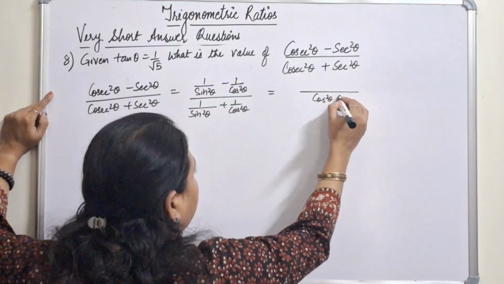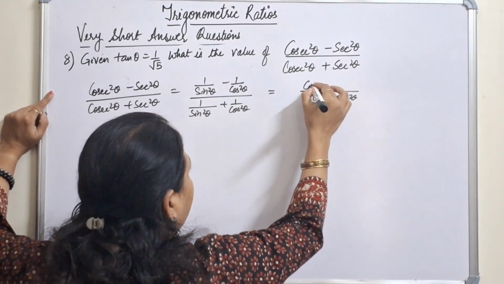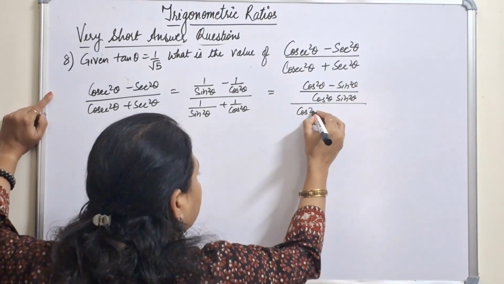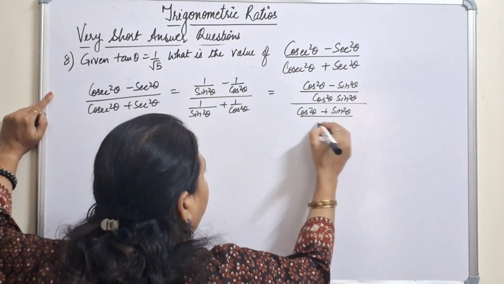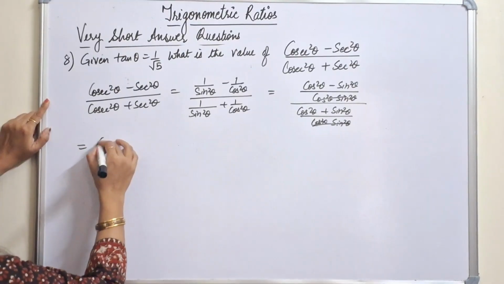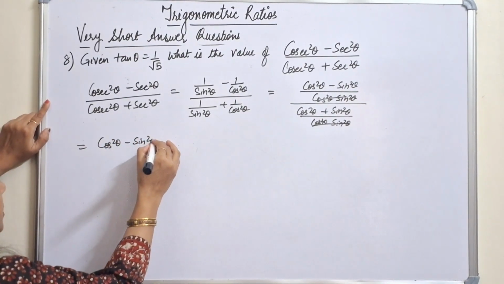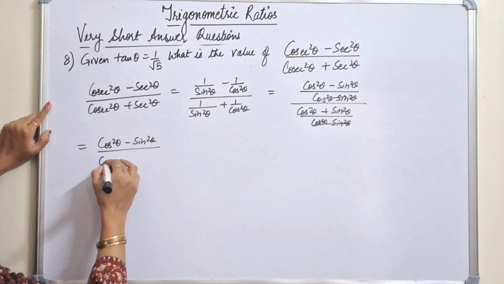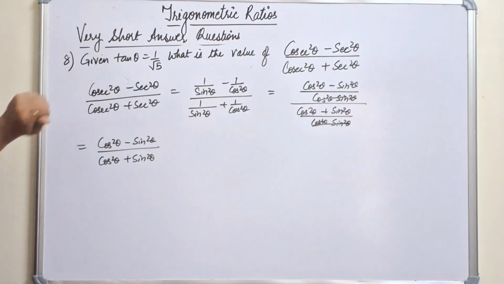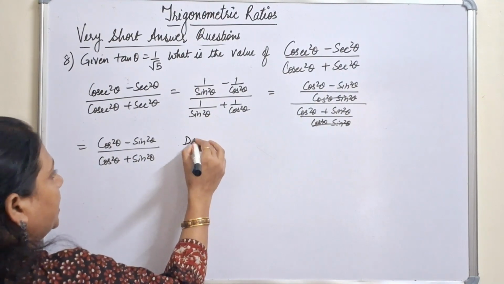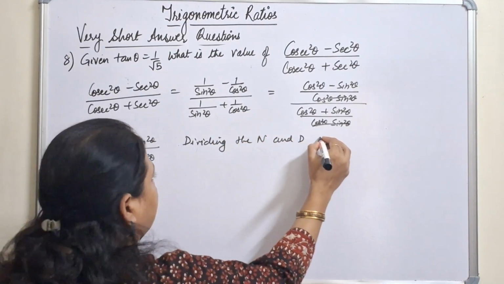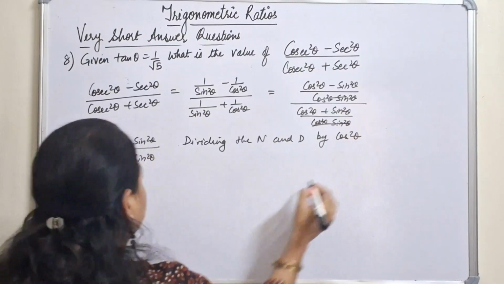LCM in the numerator and the denominator, this will be cos square theta minus sin square theta whole upon cos square theta plus sin square theta upon cos square theta sin square theta. So this will be cancelled. Finally, the expression is changed into cos square theta minus sin square theta upon cos square theta plus sin square theta. But we are having the value of tan theta. So to make tan theta, we will be dividing the numerator and the denominator by cos square theta.